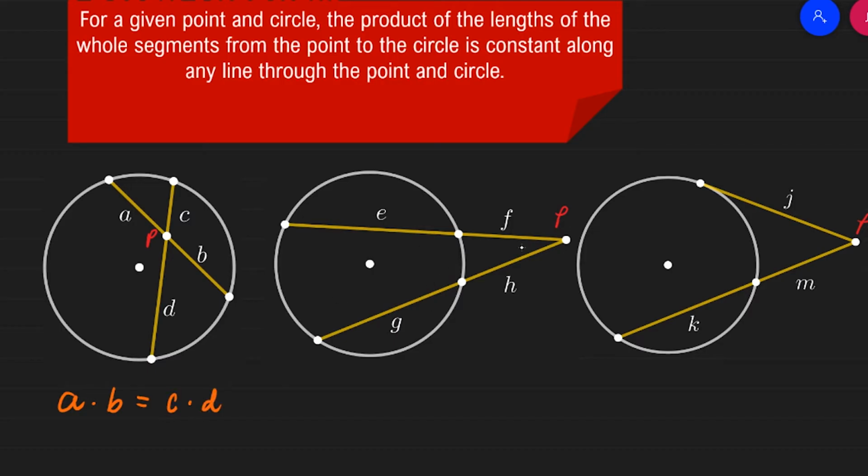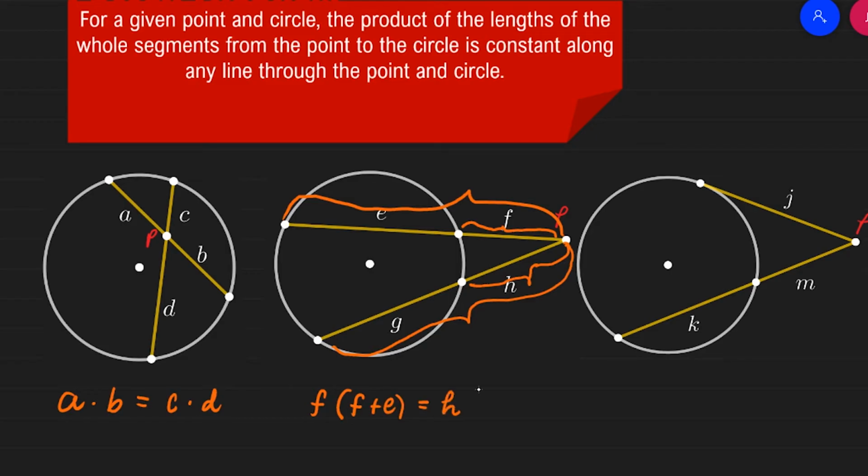For the second case, we have two secants. From this point, if you notice, we have two segments formed, from this point up to this point, and the other segment is from this point up to the other side. Now, the product is constant, meaning the product is the same, so it's equal if we get this segment times the other segment. So in that case, we have F times the whole thing, which is F plus E, is equivalent to H times the whole thing, which is H plus G. So that's for the second case.